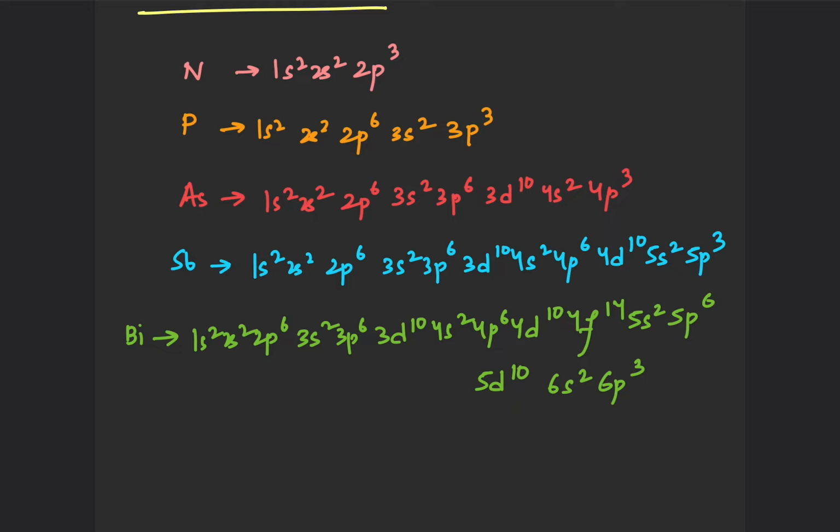Inert pair effect is this: as we go down from nitrogen to bismuth, consider the tendency of s electrons of the valence shell. For example, in nitrogen the valence shell is n equal to 2, so I'm talking about the 2s electrons. In phosphorus I'm talking about the 3s electrons. In arsenic, the 4s electrons. In antimony, the 5s electrons. In bismuth, the 6s electrons. Okay, so I will underline them.